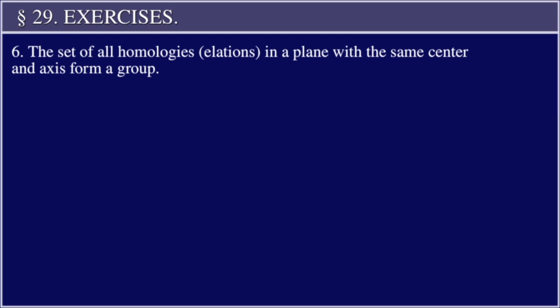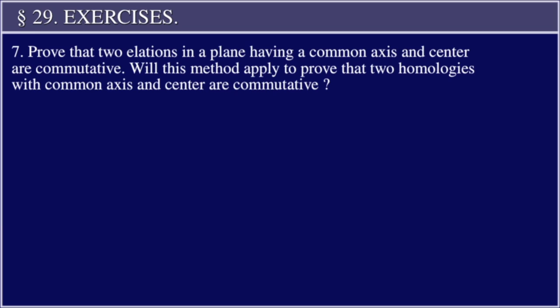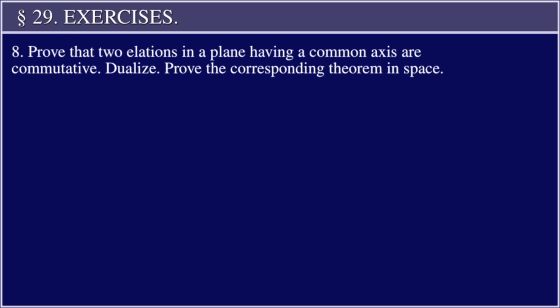6. The set of all homologies, elations, in a plane with the same center and axis form a group. 7. Prove that two elations in a plane having a common axis and center are commutative. Will this method apply to prove that any two homologies with a common axis and center are commutative? 8. Prove that two elations in a plane having a common axis are commutative.